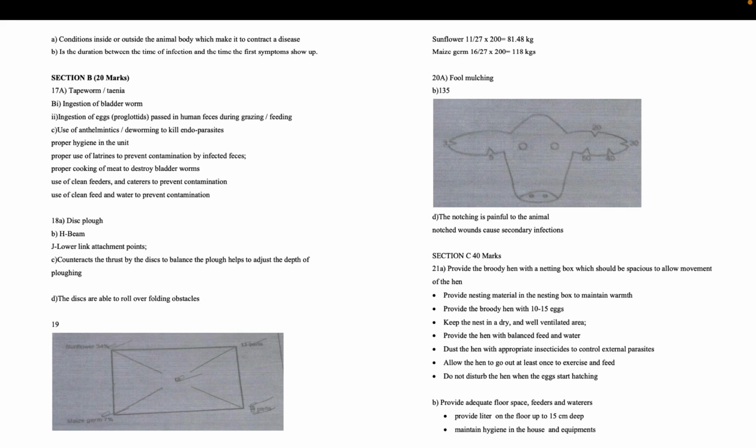Provide the broody hen with a nesting box which should be spacious to allow movement of the hen. Provide nesting material in the nesting box to maintain warmth. Provide the broody hen with 10 to 15 eggs. Keep the nest in a dry and well-ventilated area.